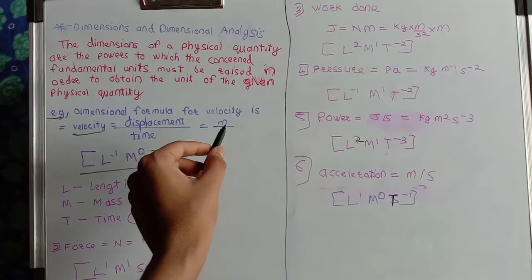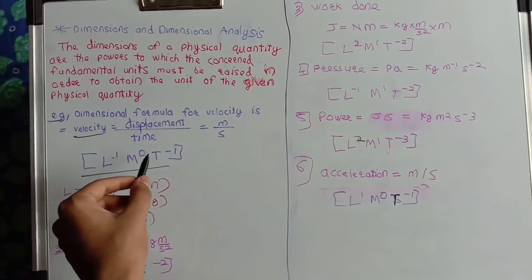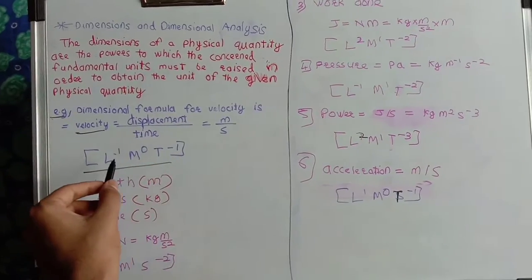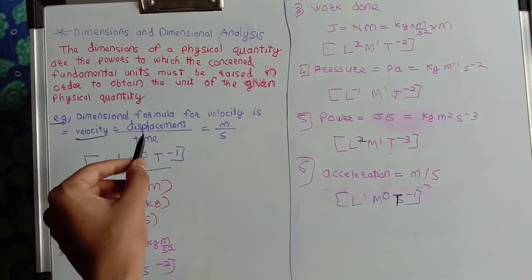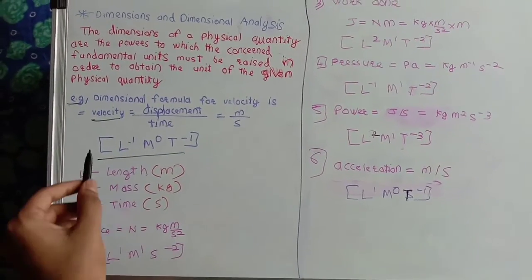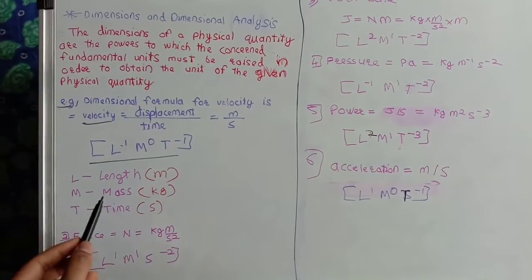Here in this formula, length and time are present and time is in the denominator, so T raised to minus 1, L raised to 1 and M. Here no mass is given, therefore M raised to 0. In this way we can find the dimensional formula of any of the quantities.